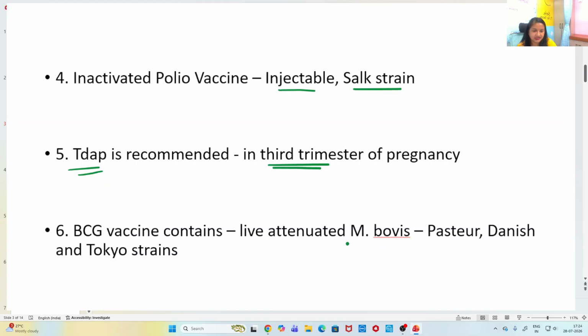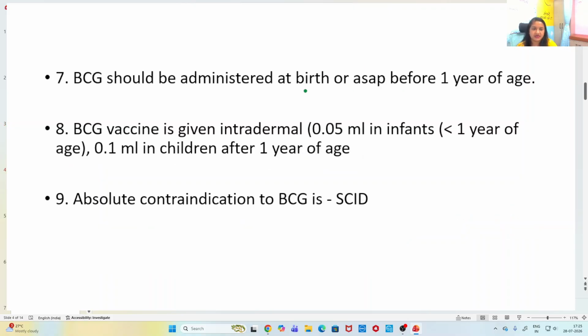BCG vaccine contains live attenuated Mycobacterium bovis, and the strains used are Pasteur, Danish and Tokyo strains. BCG should be administered at birth or as soon as possible before 1 year of age. In children less than 1 year of age, you give 0.05 ml, and more than 1 year of age, the dose is 0.1 ml. It is given intradermally.